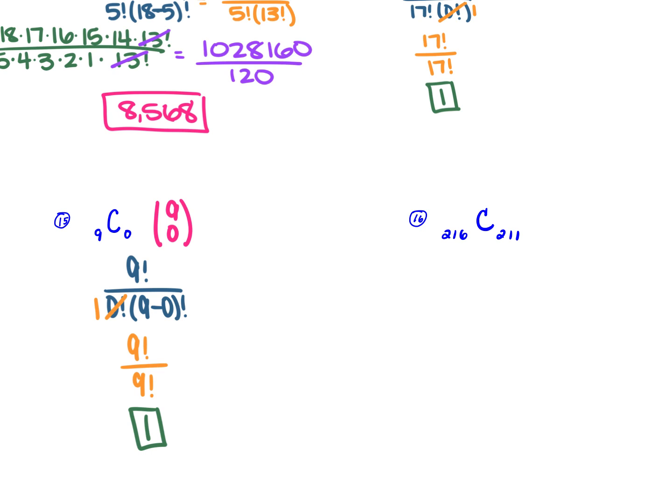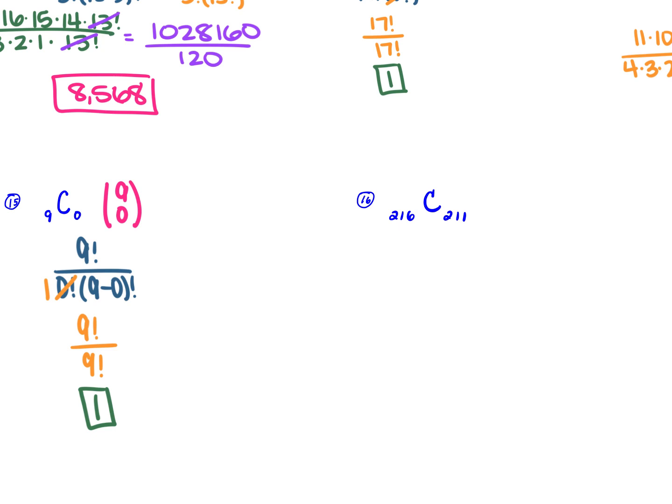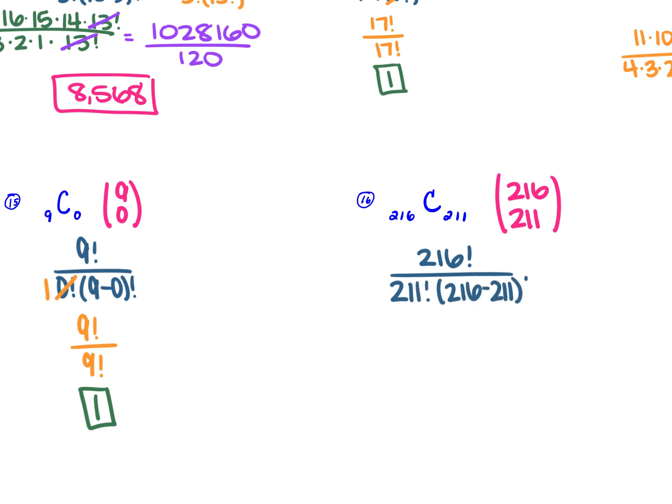For 16, you have 216 and 211 for your subset numbers. That 216 is going to go on the top, and that 211 goes on the bottom. That means you're going to have 216 factorial over 211 factorial times 216 minus 211 factorial. Simplifying this, 216 minus 211 gives you 5 factorial. So that's 216 factorial over 211 factorial times 5 factorial.